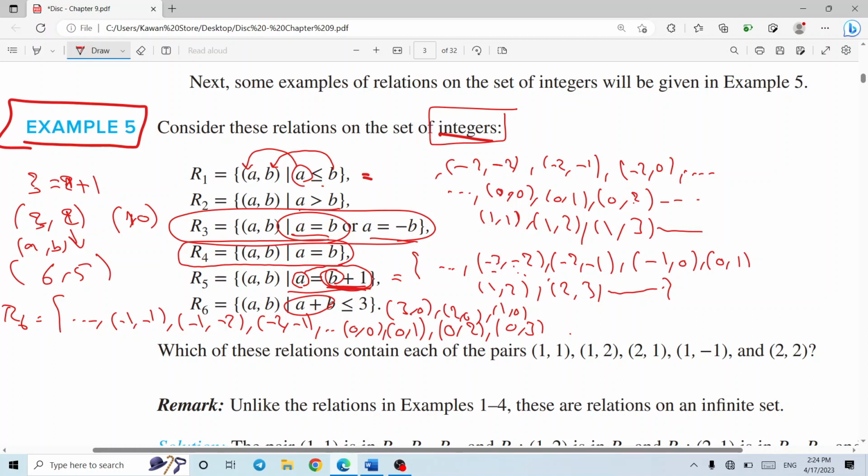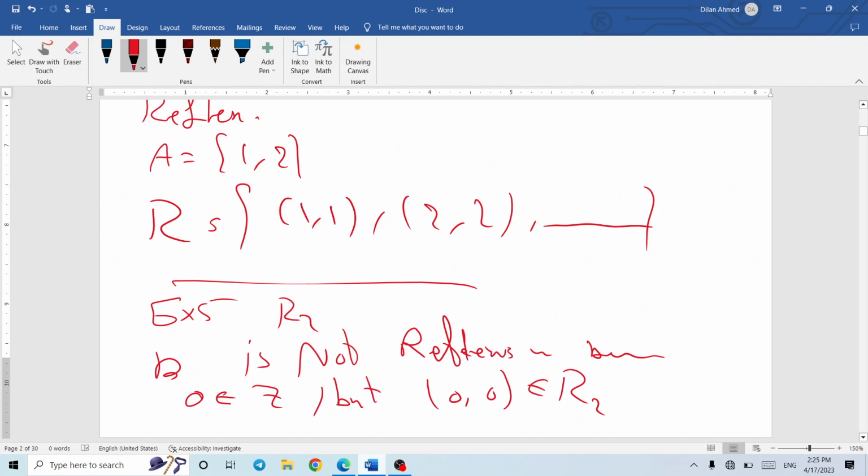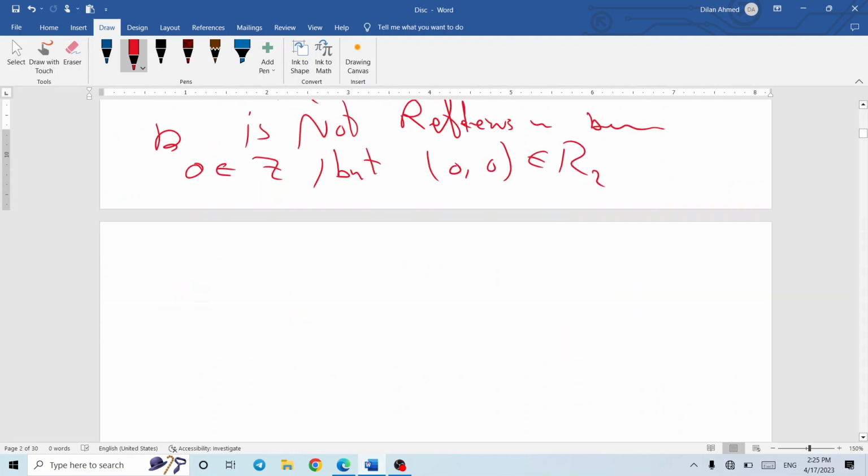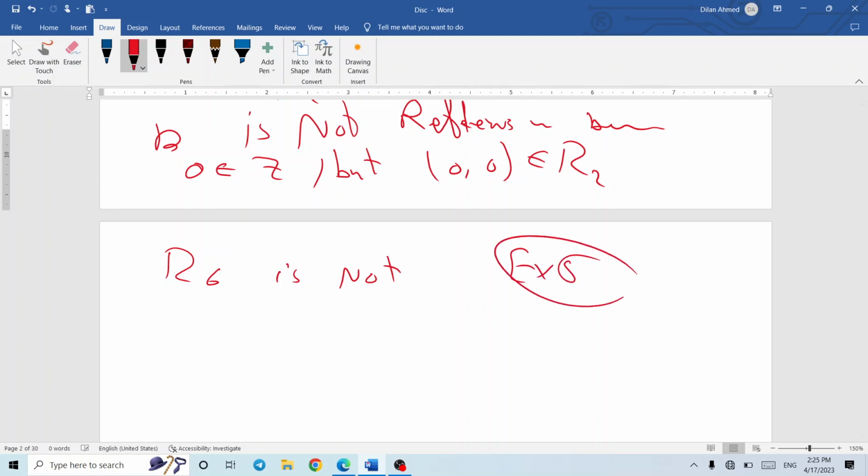Till minus 100, minus 100, we have it. Minus 2, minus 2, we have it. Minus 1, we have it. 0, 0, also we have it. 1 and 1, also we have it. But at 2, starting to not have it. 2, 2 is equal to 4. 2, 2 is not in this relation. It's not in R6. So you can say R6 is not reflexive. And in example 5, why? 2 belongs to the integers, but 2, 2 does not belong here.